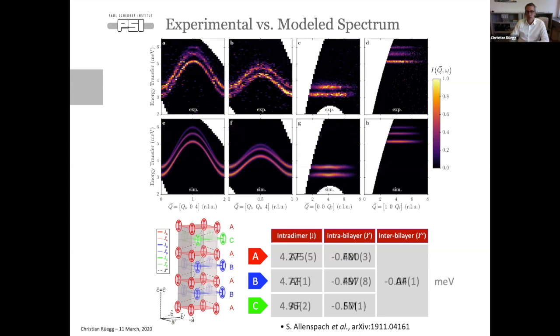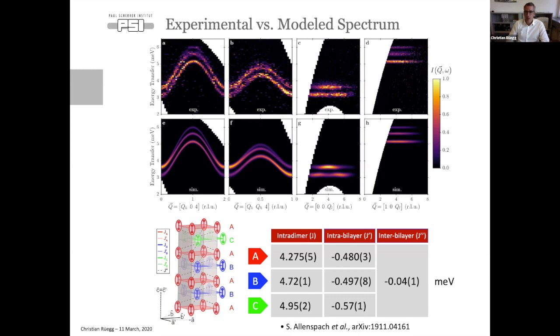So anyway, we did that, and we extracted exchange parameters. As I said, once you have the right model, the right symmetry, you understand the crystal structure, which sometimes can be dangerous if you don't, you can then pin down these exchange parameters very precisely.